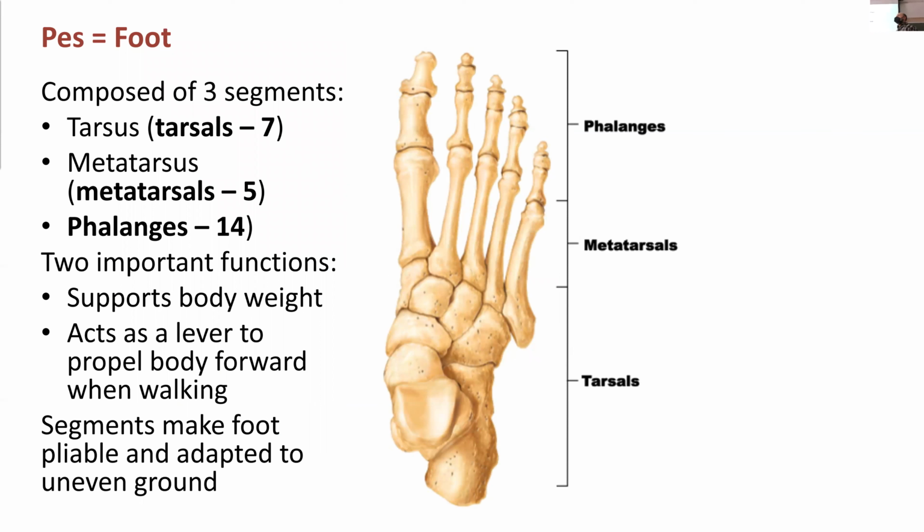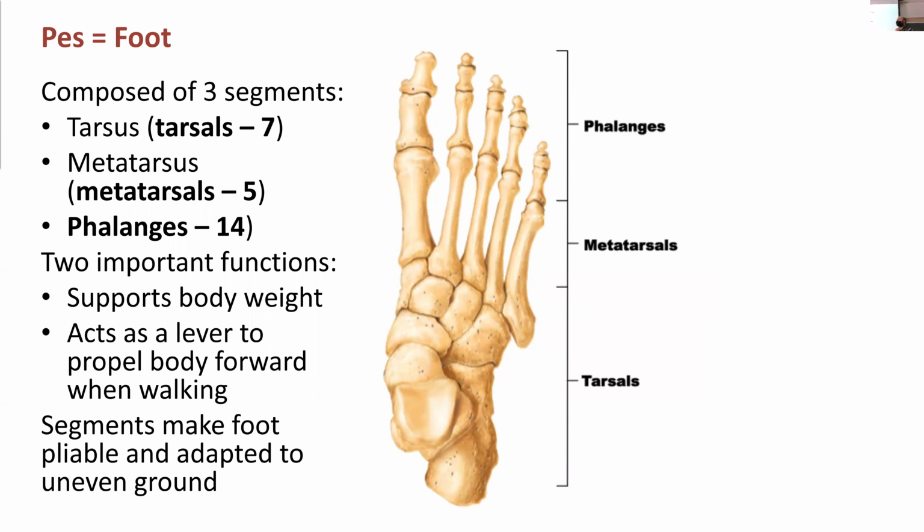So the foot has a structure homologous to the hand, which means that it has basically the same generalized structures. So it has 7 tarsals, like your hand has 7 carpals. Then it has 5 metatarsals, and then 14 phalanges.